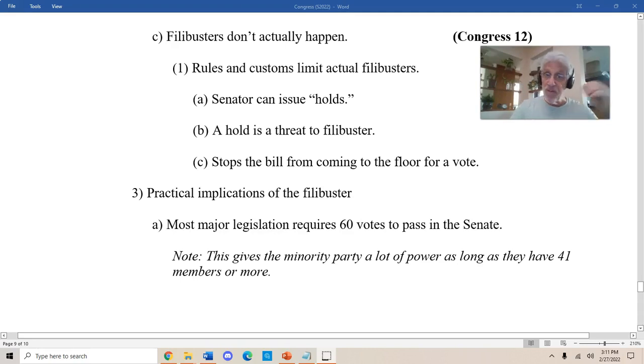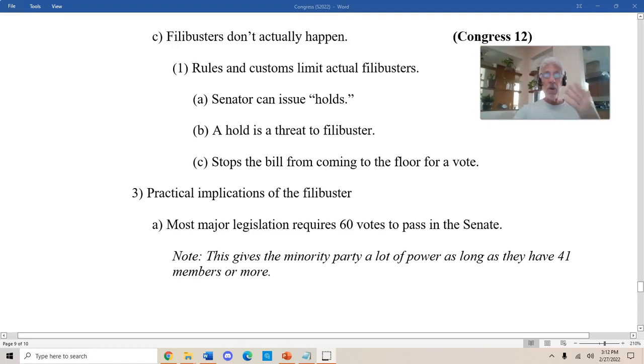So, filibusters don't actually happen. Senators can issue holds on a bill. A hold is simply a threat to filibuster, and so when your bill is on the calendar and you're scheduled to introduce it on a certain day, you see that you've been taken off the calendar because somebody has put a hold on your bill. That whole negotiation process that I talked about in the last video, you just start it then. And the Senate continues to work.